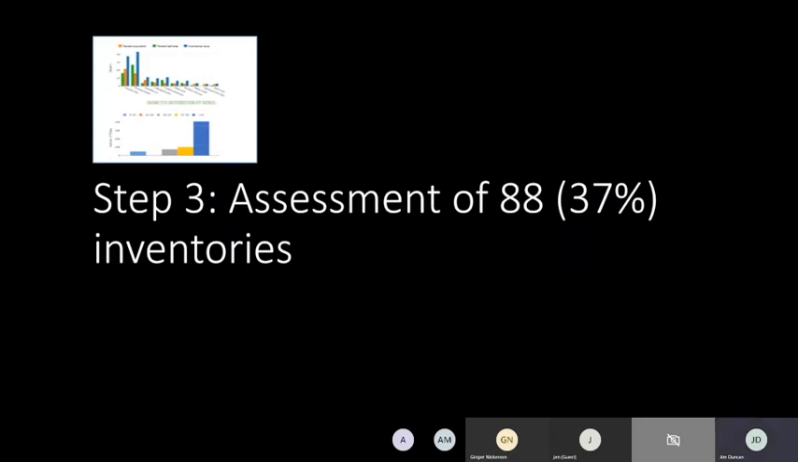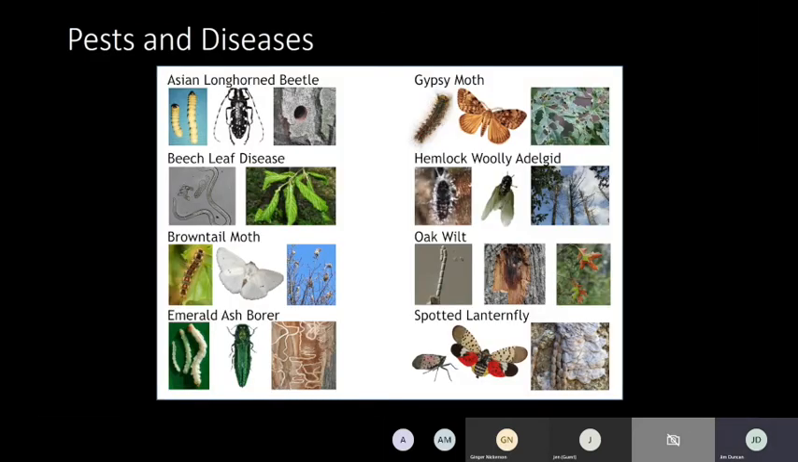So the next step was assessing those 88 inventories and turning their outputs into something that was meaningful in terms of pests and diseases. This is about 37% of the total number of inventories we had. So we couldn't consider, well, we could, but we decided not to consider all possible species. We focused on 8 that have some relevance or importance here in the Northeast. Those are Asian longhorn beetle, beech leaf disease, brown tail moth, emerald ash borer, and gypsy moth, a fairly unusual one for urban areas, but hemlock woolly adelgid, as well as oak wilt and spotted lanternfly, which is an up-and-coming one.